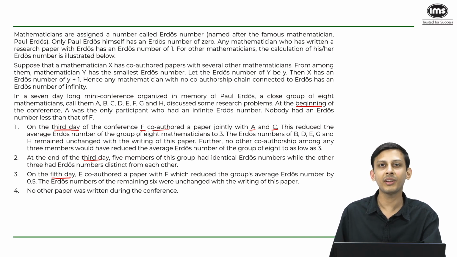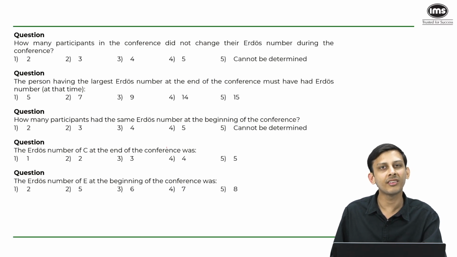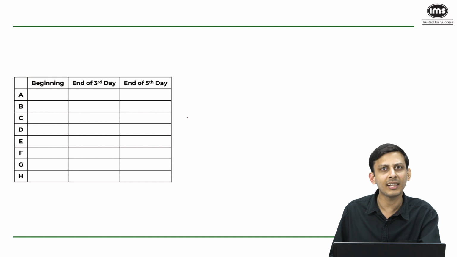So these are the things we have to focus on: the beginning of the conference, third day of the conference, and the 5th day of the conference. So let's get started. Okay, you can take a look at the questions if you want to. Try this set out and then look at the solution. So we will make a table in which we will have the names of the 8 people. We will have beginning of the conference, third day, 5th day. Okay, so it will be a very simple table like this based on the information that has been given.